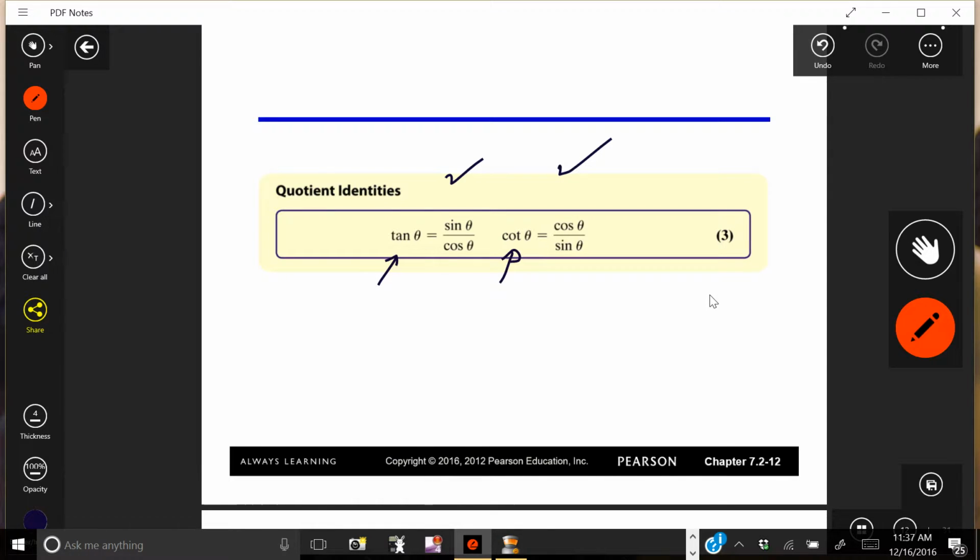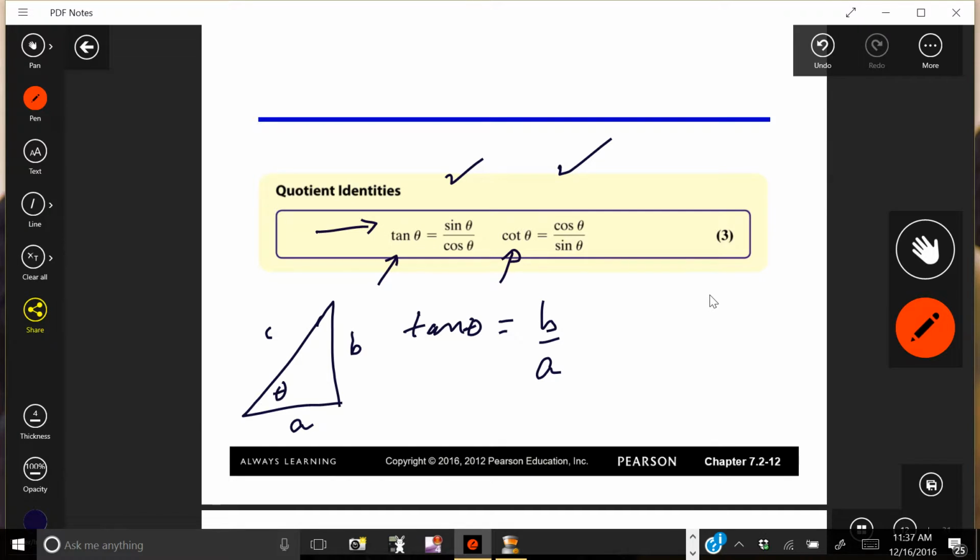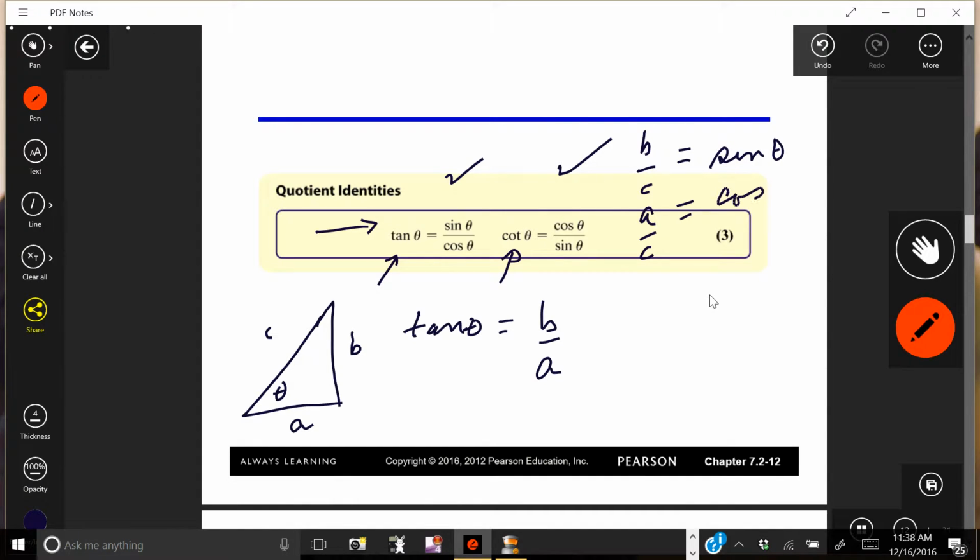Now, just to illustrate that this is true, the tangent of theta is equal to b over a. But notice that b over c is equal to sine of theta, and a over c is equal to cosine of theta.